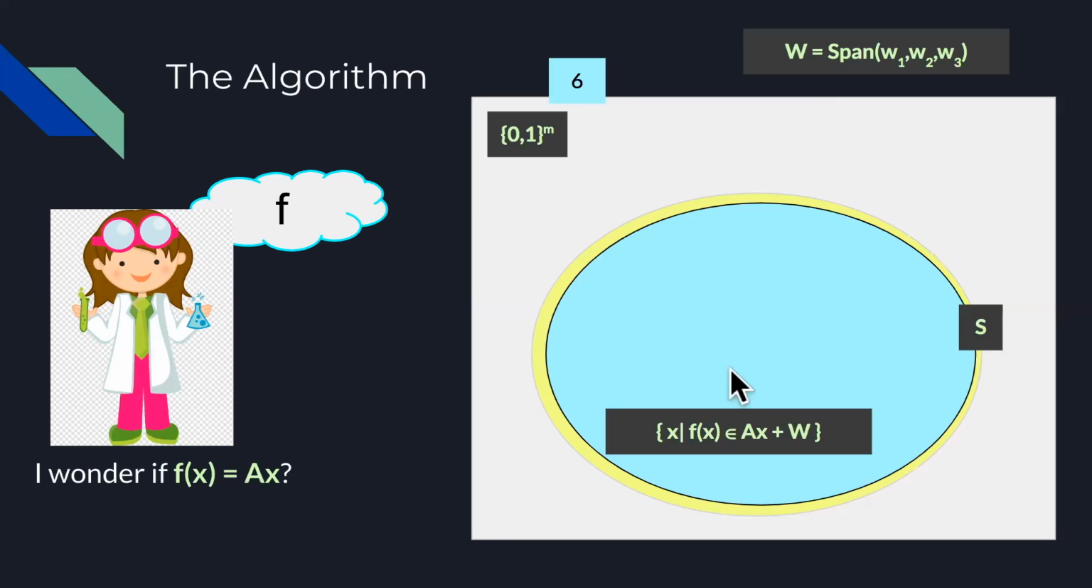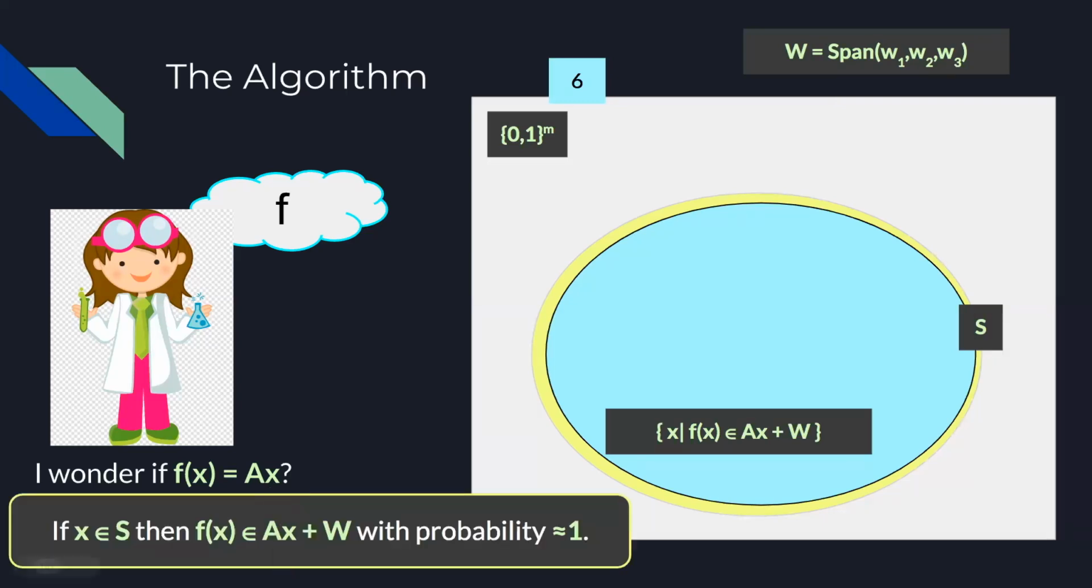And by the end of it, you'll be guaranteed that you're not going to have f of x equals a of x anymore, but you'll have f of x being in a of x plus W with probability very close to 1. And this is just as good. I'm not going to show it, but recovering a and W from this condition is much easier. Once you're close to 1, you can use some union bound arguments, and it goes much faster.